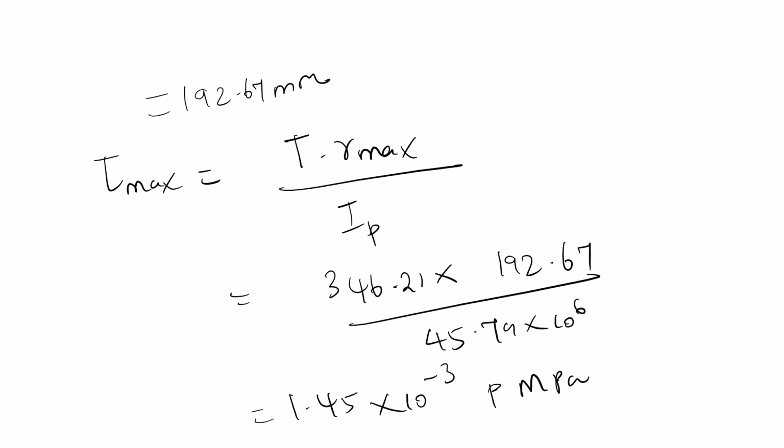So from this you calculate tau max. R max is 192.67 mm. It's the extreme fiber distance. From this you calculate tau max. Tau max is equal to T into R max by IP. So T is the torque, the twisting moment, P into E. E is the eccentric distance from the centroid. So you calculate R max and divide by IP, you can get the shear stress due to the twisting moment.